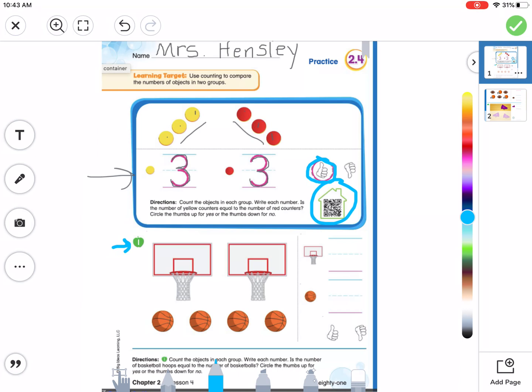So, how many basketball goals are there? There are 1 and 2. So let's write the number 2 here. With your pencil, write the number 2 for basketball goals. There are 2 basketball goals, basketball hoops. Okay, now let's count the basketballs. 1, 2, 3, 4. So there are 4 basketballs. So write the number 4.